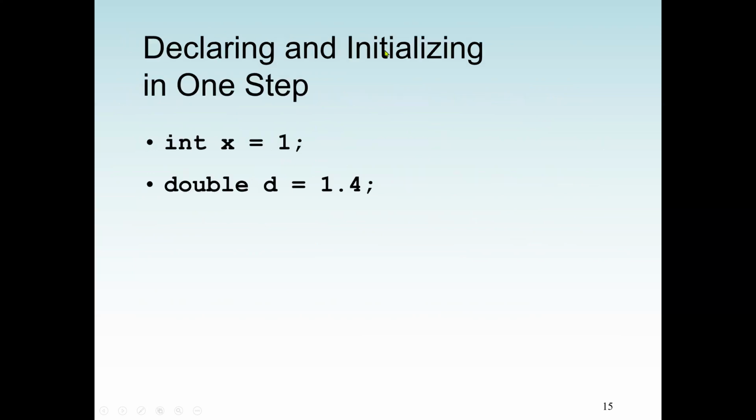So, declaring and initializing in one step. In our program, we saw that we declared the variable first, int x, semicolon, then we assigned 1 to x, or x equal to 1. Now we can do everything in one line. I can declare my variable int x, then assign the value to it, then end with the semicolon. Same thing, double d equal to 1.4.